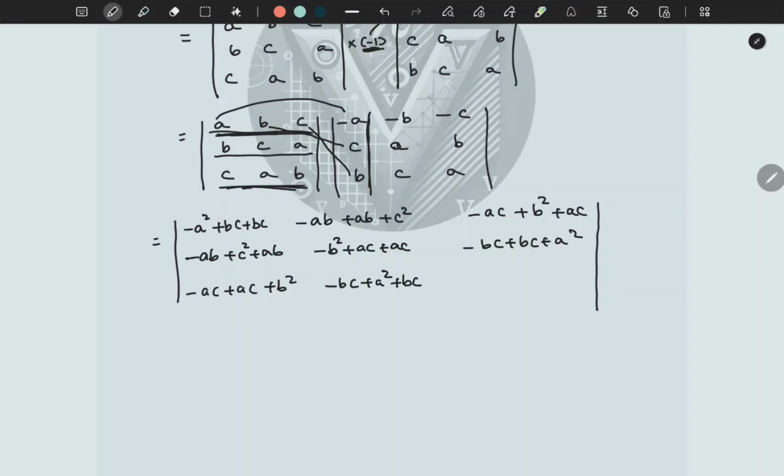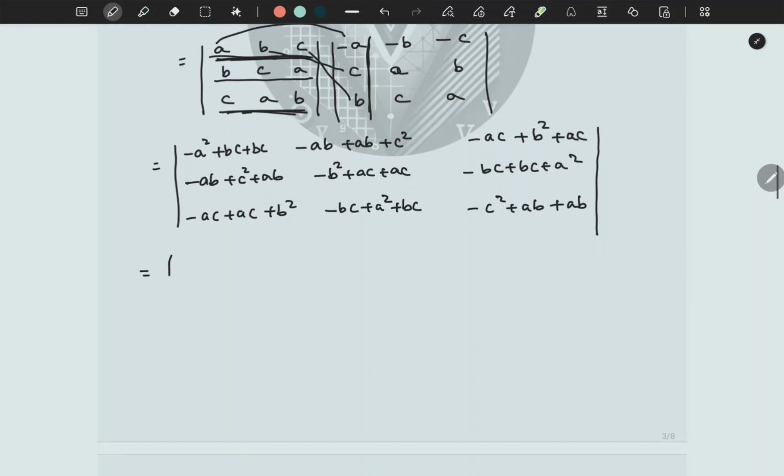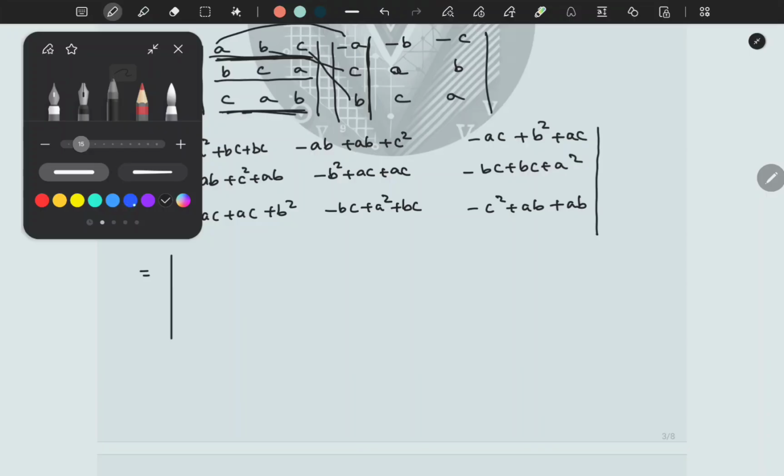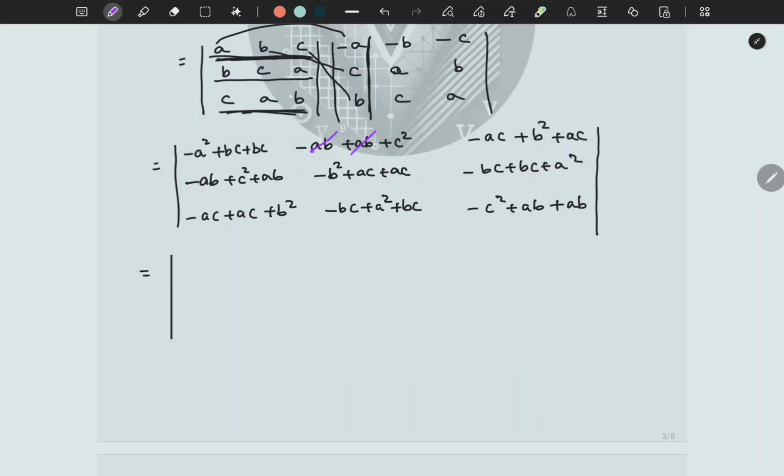And now third row with the third column. So we get minus C square plus AB plus AB. So ultimately what remains is, what are the terms getting cancelled? Firstly, minus AB plus AB, minus AC plus AC, minus AB plus AB, minus BC plus BC, minus AC plus AC, minus BC plus BC. That's it. So what remains in the first row is 2BC minus A square, then C square, then B square.